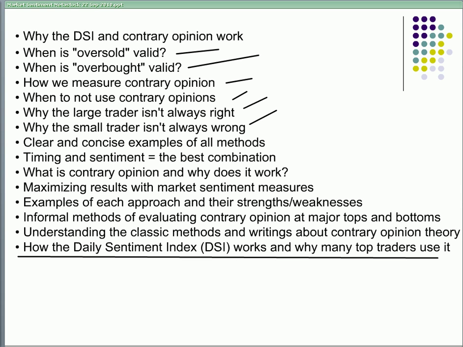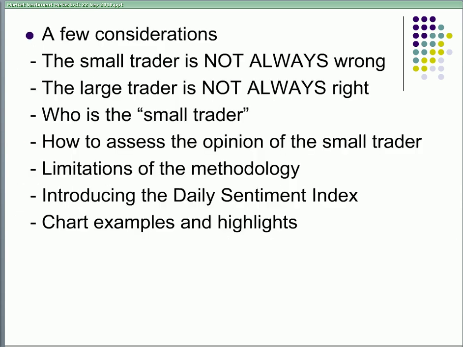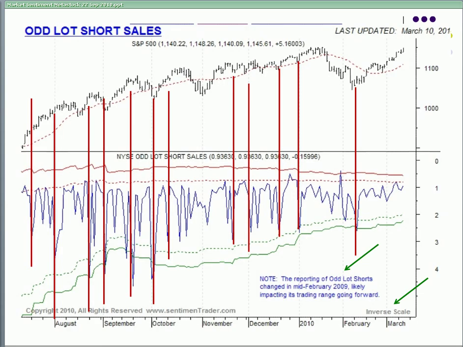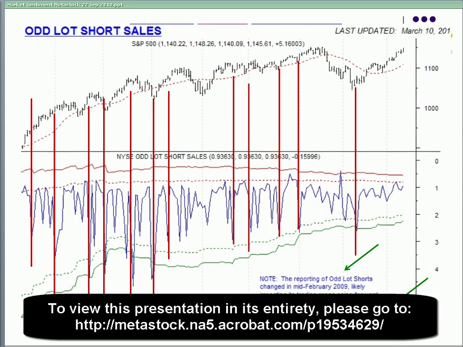Let me give you some examples. I'm going to go to the next slide. I'm going to skip these for just a few minutes and show you something. Let's go to odd lot short sales. This is a graph of odd lot short sales, and what it shows is this. On the top, we have the price of the S&P 500. On the bottom, in blue, we have odd lot short sales.